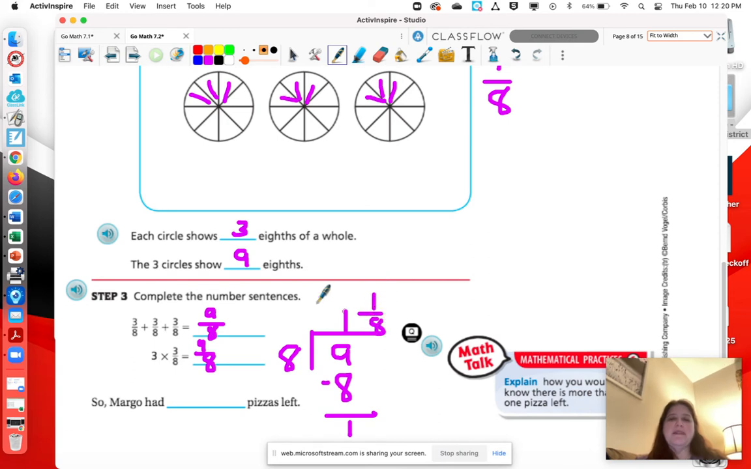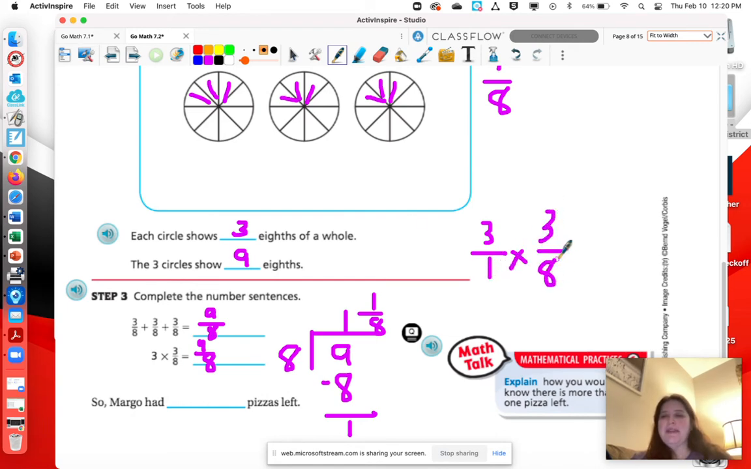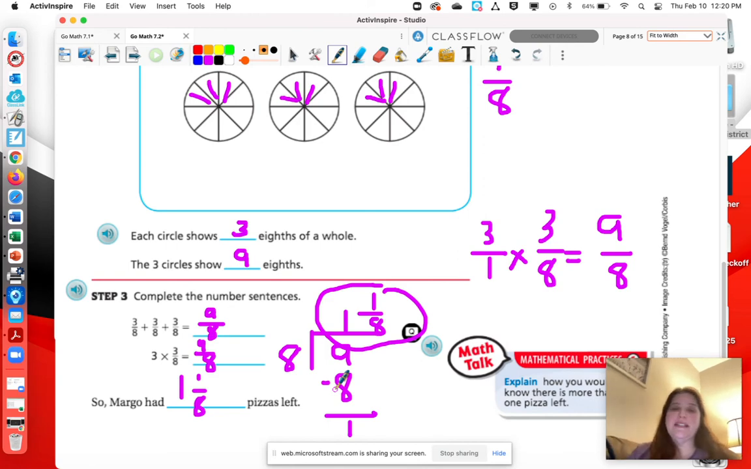Now you might be saying, but Mrs. Walls, that 3 is in the front and the other one was there. Remember, this is multiplication, so it's commutative property. It doesn't matter which way. Let's set it up with 3/1 times 3/8, so you can see, because it's multiplication, we can flip-flop those factors. So 3 times 3 is 9, and 1 times 8 is 8. So there you can see we still get this 1 1/8, or 9/8. So that is what I want us to take a look at.